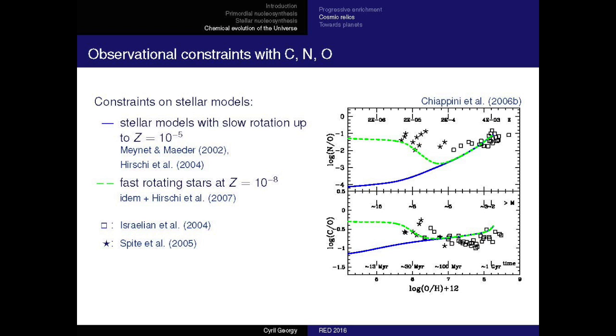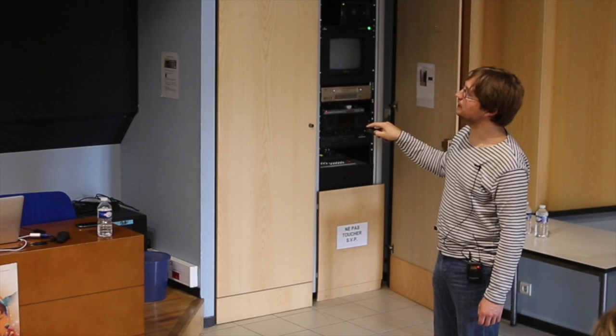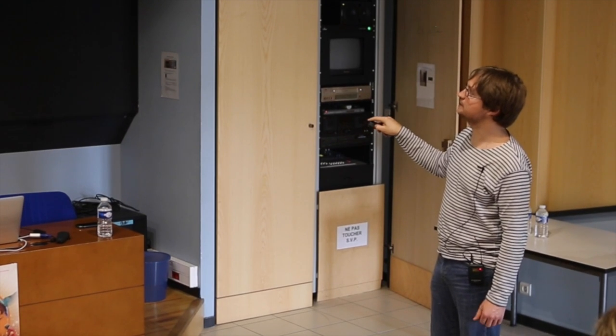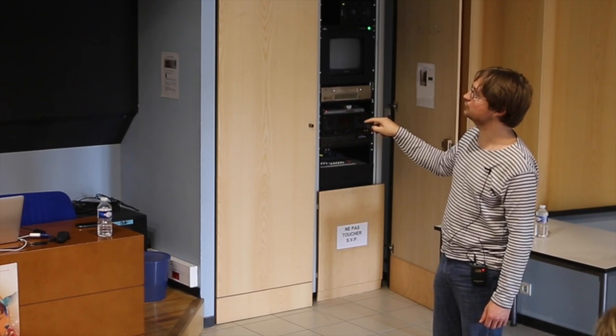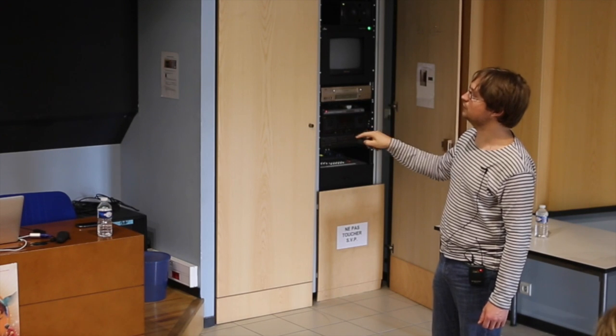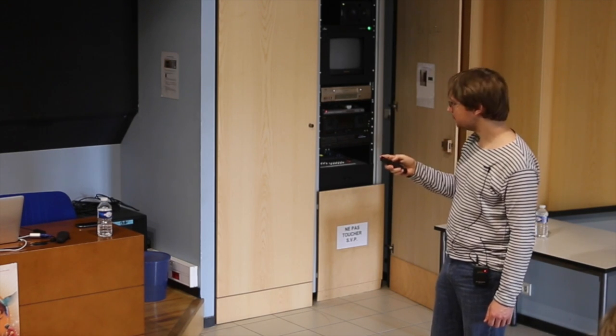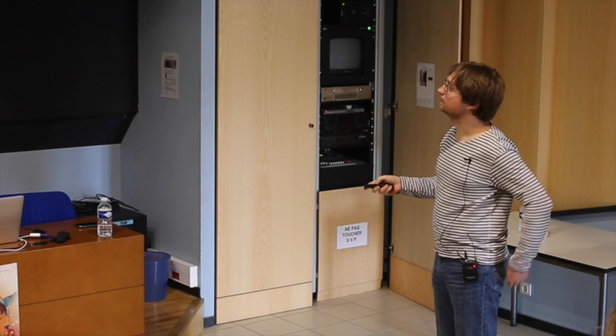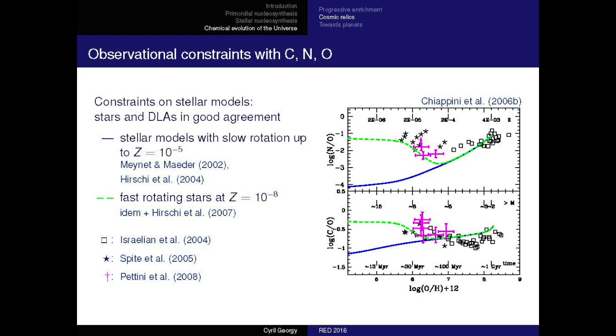You can try to see what happens if you consider that at very low metallicity, instead of non-rotating or slow rotating stars, you have very fast rotating stars at some point. You see, for example, that adding fast rotation in stellar models allows you to better reproduce this point here or this point here. These are observed stars.